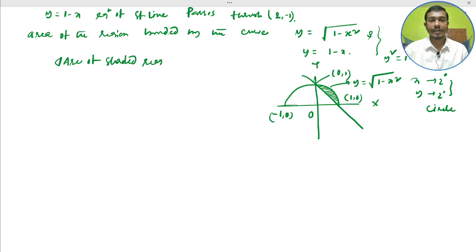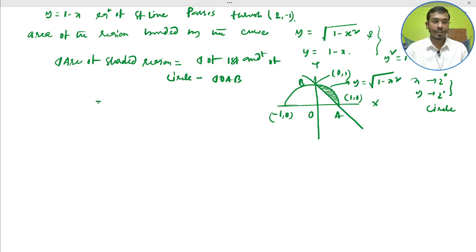Okay, so the area of the shaded region is equal to area of first quadrant of circle minus the triangle OAB. Look at this figure. O, here the A, here the B.